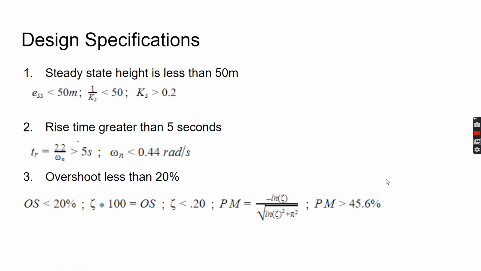This requirement made it so that our omega n value needed to be less than 0.44 radians per second. Finally, our overshoot was meant to be less than 20%. This was done such that the overshoot and oscillations were minimized, creating a very smooth path for the drone and would not cause any damage to the pizzas. This ended up having a zeta value needing to be less than 0.2, while our phase margin needed to be greater than 45.6 degrees.